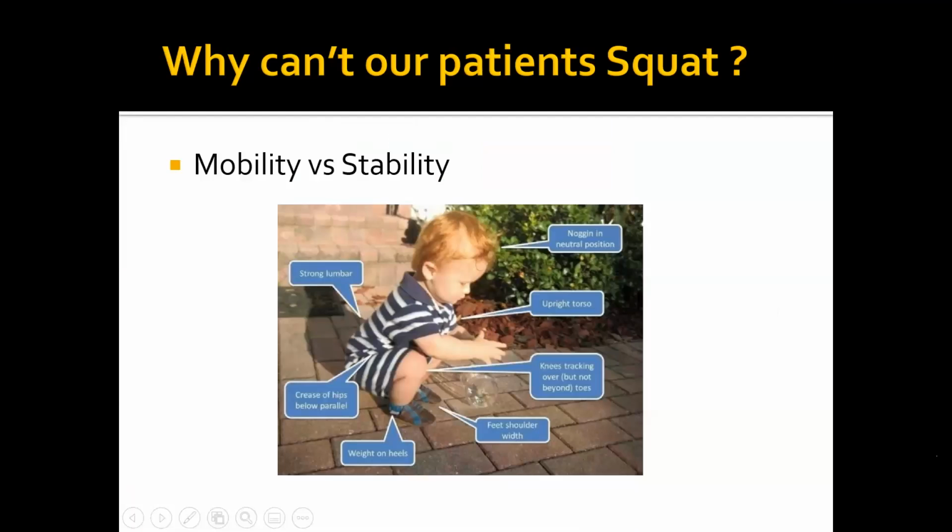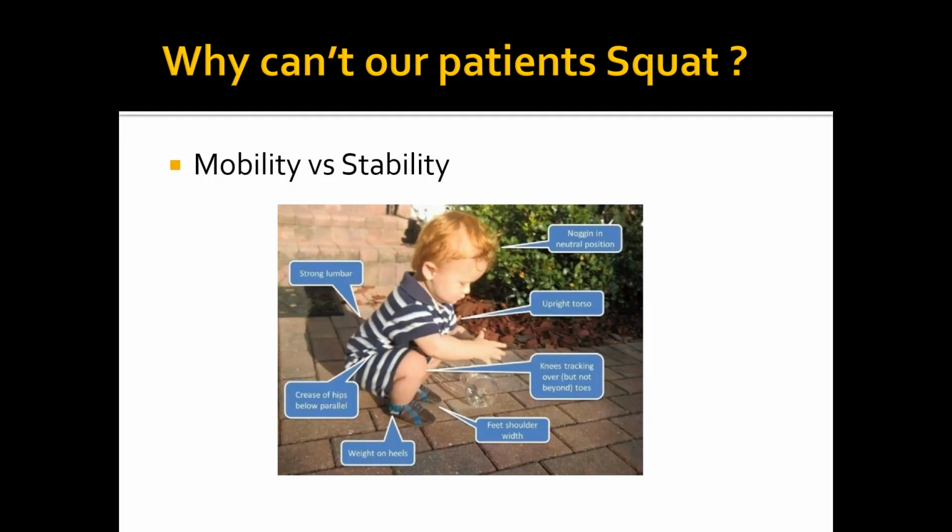So the big question, why can't our patients squat? Babies are great examples here. Babies have great mobility. Their joints are super loose, they're super plastic, and babies have to gain their stability. Over time, babies will roll to initiate their core activation. They'll come up to sitting. That sitting posture will strengthen their core even more.